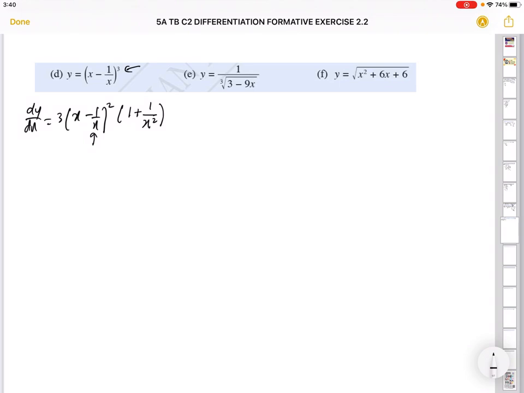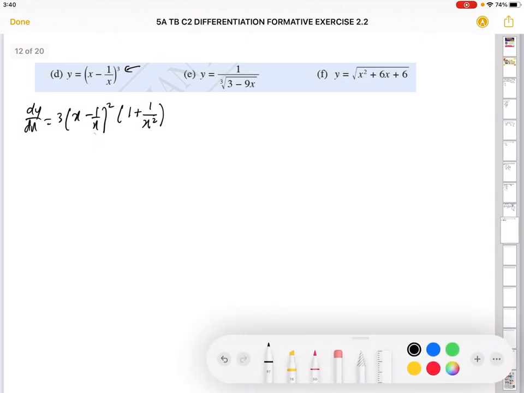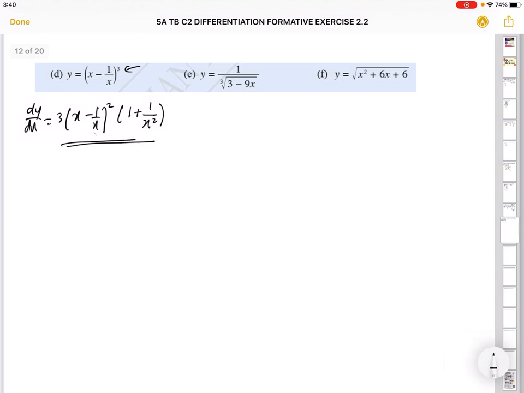If you want me to make it look better, I guess that's all I can do. There's nothing much you can simplify, because you cannot expand this bracket over here. You can't expand the bracket over here. So I think we'll just leave it like this. It's good enough.